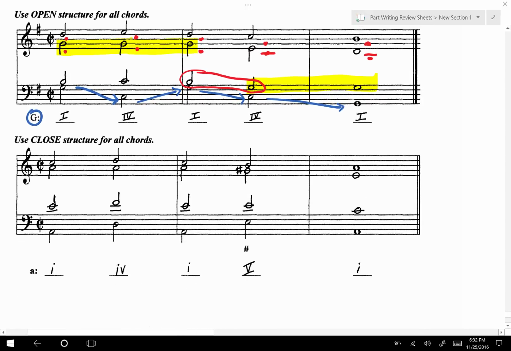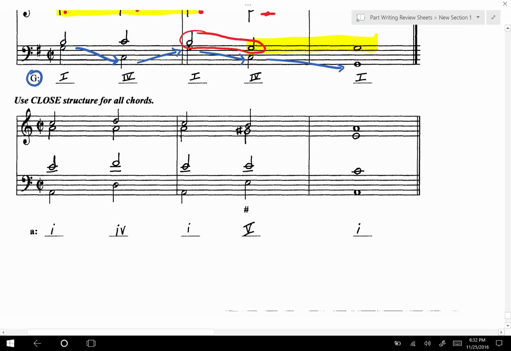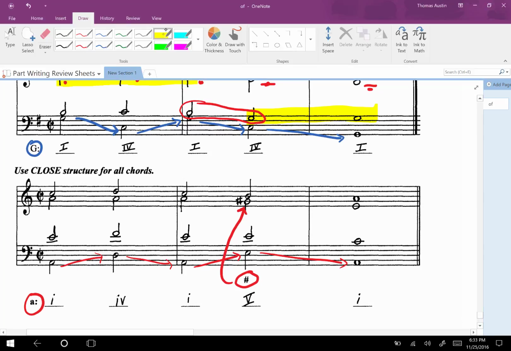The next one, we are using closed structure for all chords. Note the key of A minor. Figure out your triads. Supply the Roman numerals. Be careful of the quality. We have a major 5 here because of our sharp sign, so I need to make sure that I raise the third note above the bass one semitone. Bass moves by a fourth or a fifth in all of this, which means I can retain one common tone in the same voice.